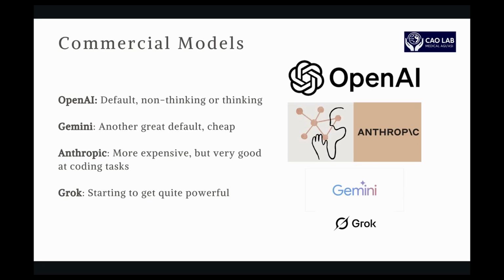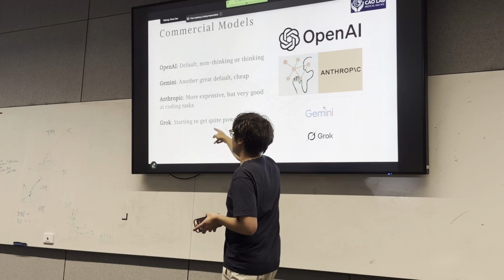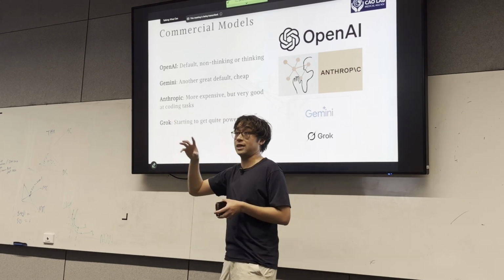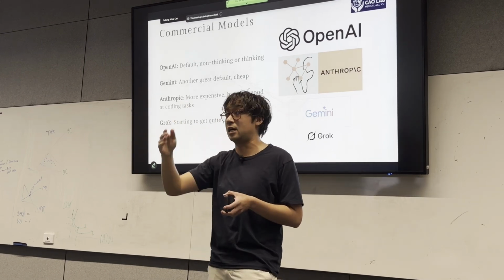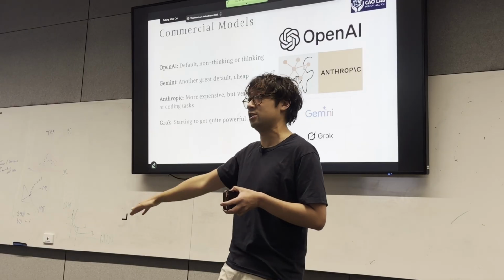Anthropic is another company that is more expensive, but weirdly good at coding tasks. So you'll see a lot of software engineering companies using Anthropic exclusively for their coding tasks. They've decided to specialize in software engineering in particular.